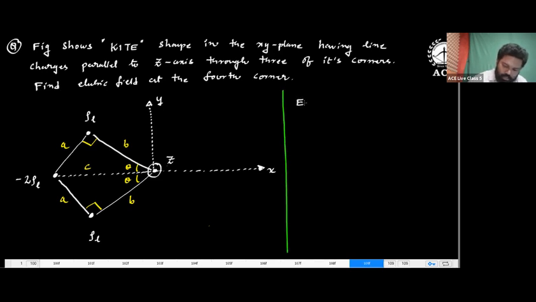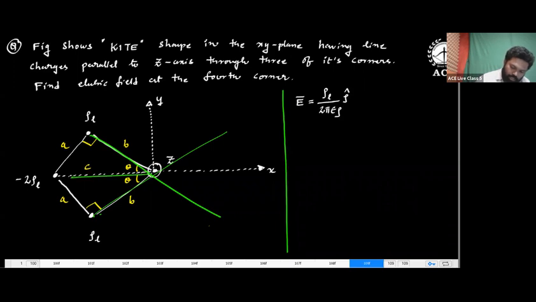Electric field is rho L by 2 pi epsilon rho cap. What is the electric field due to this charge? Here I want to find out. Here it is radially outwards. Here it is radially outwards. Here it is radially inside because it is negatively charged.